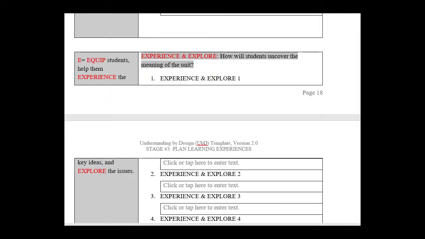Okay, so next we're going to move on to the first E, which is equip the students to help them experience and explore. So this is where the instructor is going to equip the students so that they can make meaning and eventually perform with understanding the information that you are teaching them.